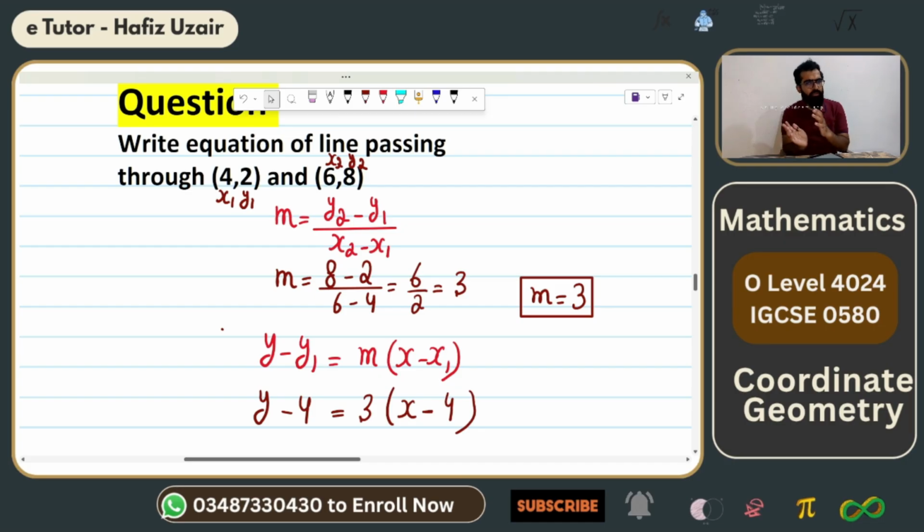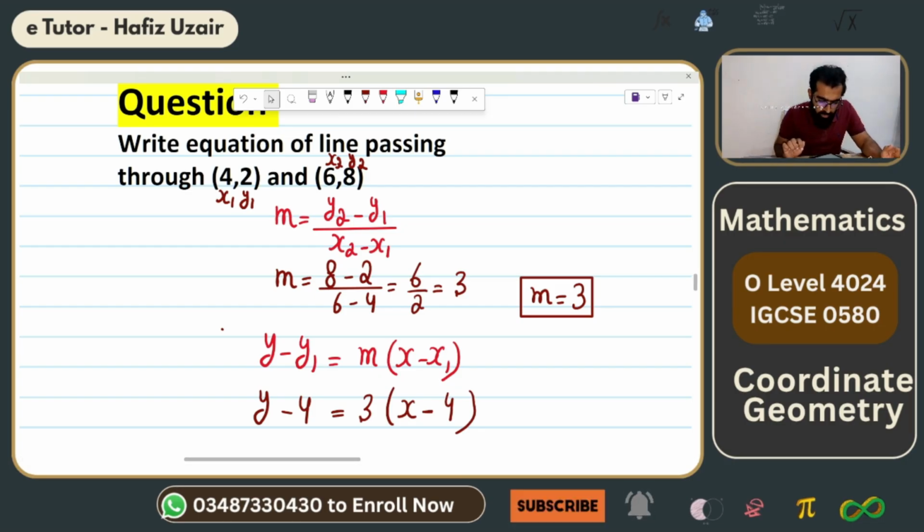Okay, so we will be discussing more of these types of questions later. Now we have discussed up to the equation of the line. Now the next scenario comes. Previously you learned how to find the gradient by using the formula.